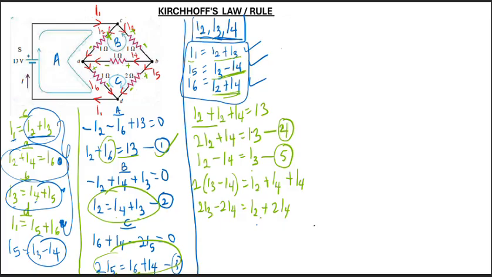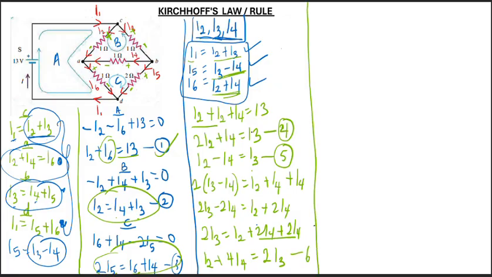If I collect the like terms, I can have 2I3 equals to I2 plus 2I4 plus 2I4, and this can be added. So I can say my I2 plus 4I4 is equals to 2I3. Then I'm done with that.